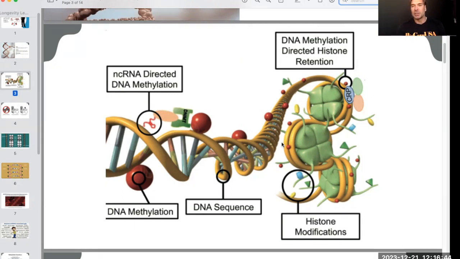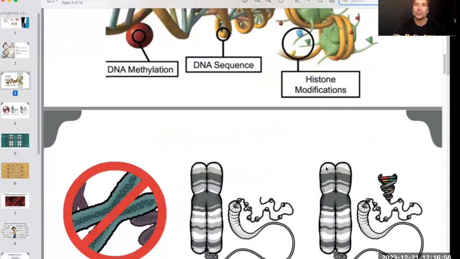Then here you can also see those histones, where the DNA is tightly wrapped around, and they're wrapped so tight that it also silences some of those genes. We're going to talk about this more in a little bit.